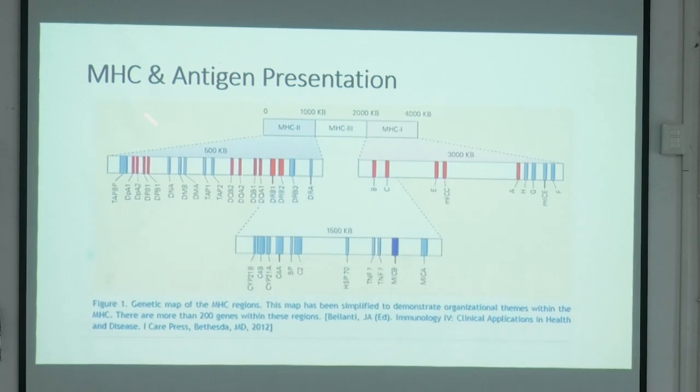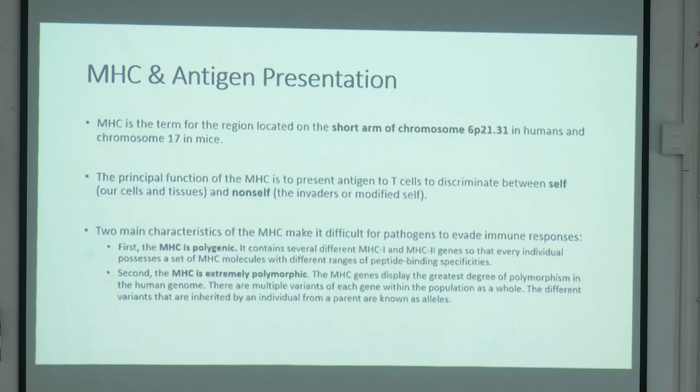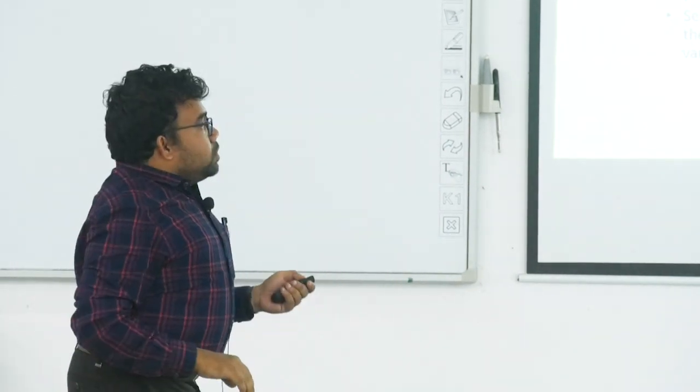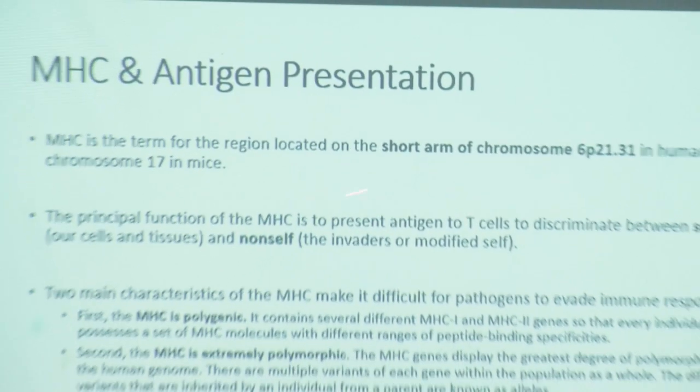This is a diagrammatic representation of the MHC. It has 3 parts, 1, 2 and 3, and there are more than 200 genes in this region. Why am I showing you this? Because an important principal function of MHC is this. You know T cells are present, you have studied, the cytotoxic T cells, CD4, CD8. Can you remember? Those are the T cells. MHC helps the T cells to recognize and discriminate between self and non-self.